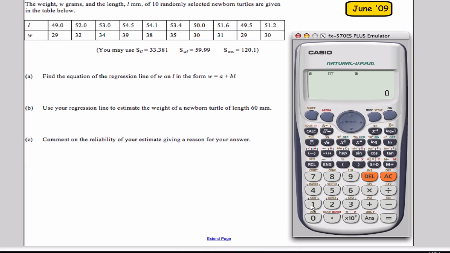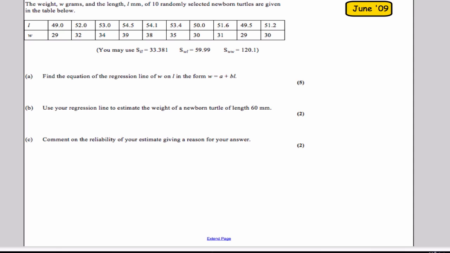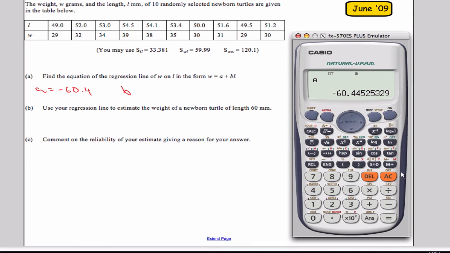If I hit Shift, Stat, and option 5 for regression, I can work out A, which is option 1. So A is going to be equal to minus 60.445. I'm going to round this to 3 significant figures, so it's going to be minus 60.4. So A equals minus 60.4. And then I can get B as well by using the calculator.